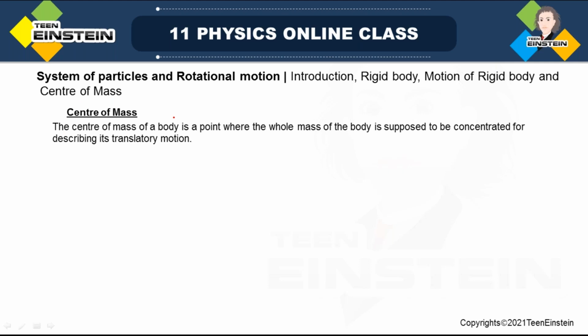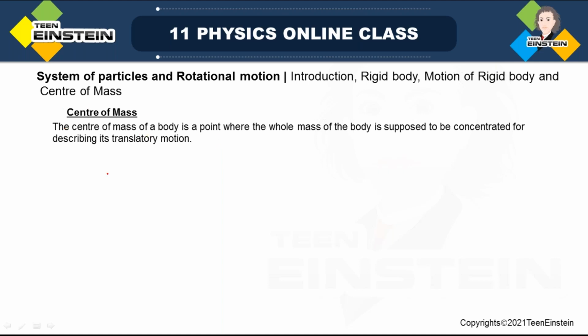As you see, the center of mass is the key concept of this chapter. So please be attentive while learning center of mass. We'll be seeing various problems related to calculating the center of mass of various shapes and sizes of objects. There will be problems in the competitive exam to find the center of mass of various objects. So better to learn the center of mass very attentively.